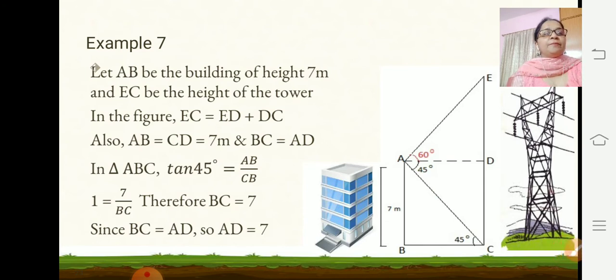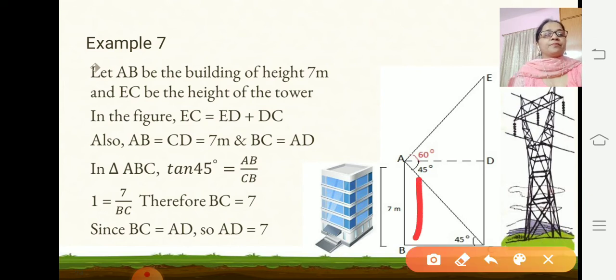Let AB be the height of the building, which is 7 meter. Now in the figure, EC is equal to ED plus DC. This is ED and this is DC. So you need complete EC to find out the height of the tower, which is divided into two parts, ED and DC, which are in two different right angle triangles.